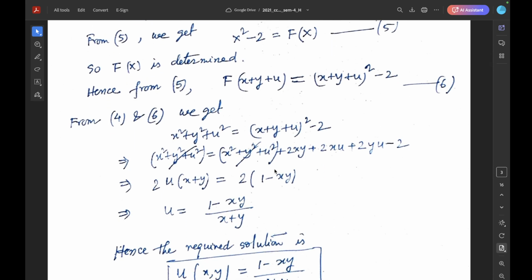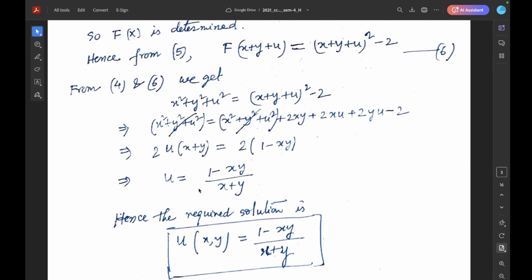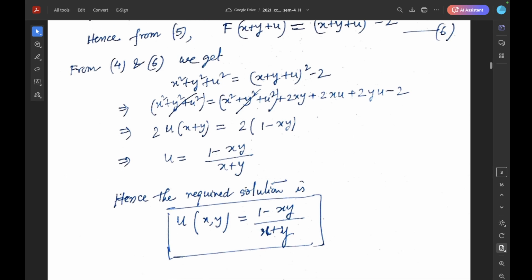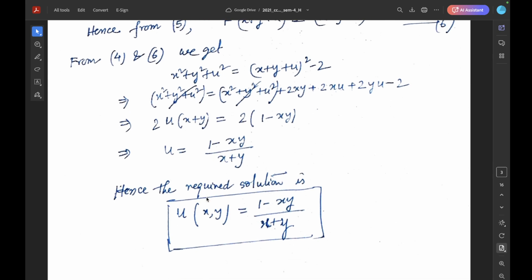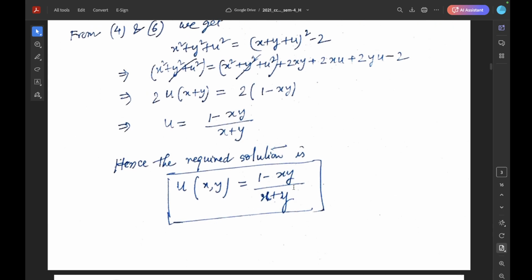So cancel each other. Expanding this: x square plus y square plus u square, plus twice xy plus twice xu plus twice yu minus 2. Cancel each other terms. So we get 2 into u bracket x plus y equal to 2 into bracket 1 minus xy. So u equal to 1 minus xy by x plus y. Hence the required solution is u of x, y equal to 1 minus xy whole divided by x plus y.